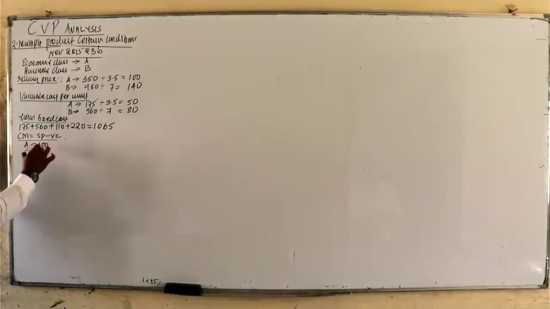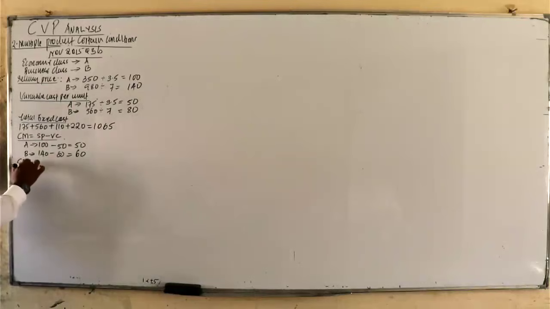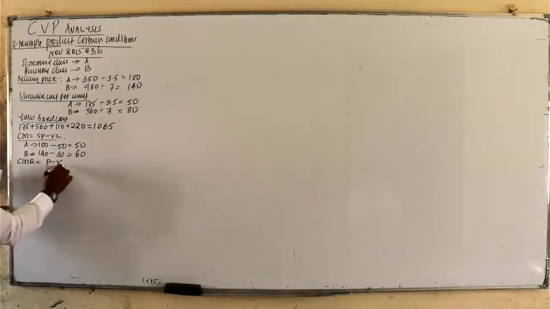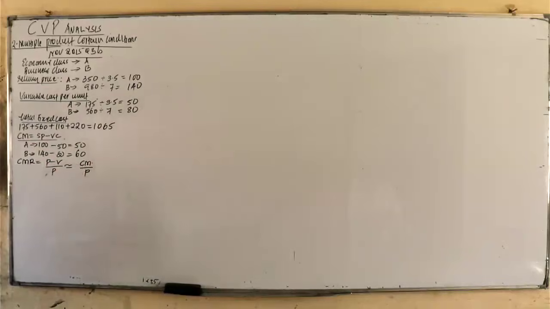Selling price is 100. This is 140. Minus the variable cost. This is 50, and this is 80. Contribution margin is 50, and this one is 60. Then we also get the contribution margin ratio, which is the selling price minus variable cost over the selling price, which is the same as contribution margin over the selling price. So we get the contribution margin ratio for A and B.